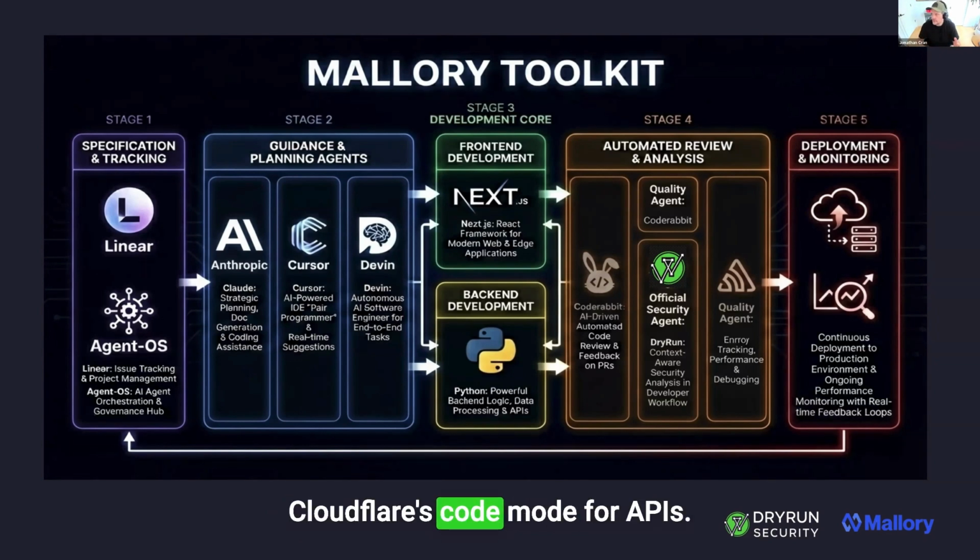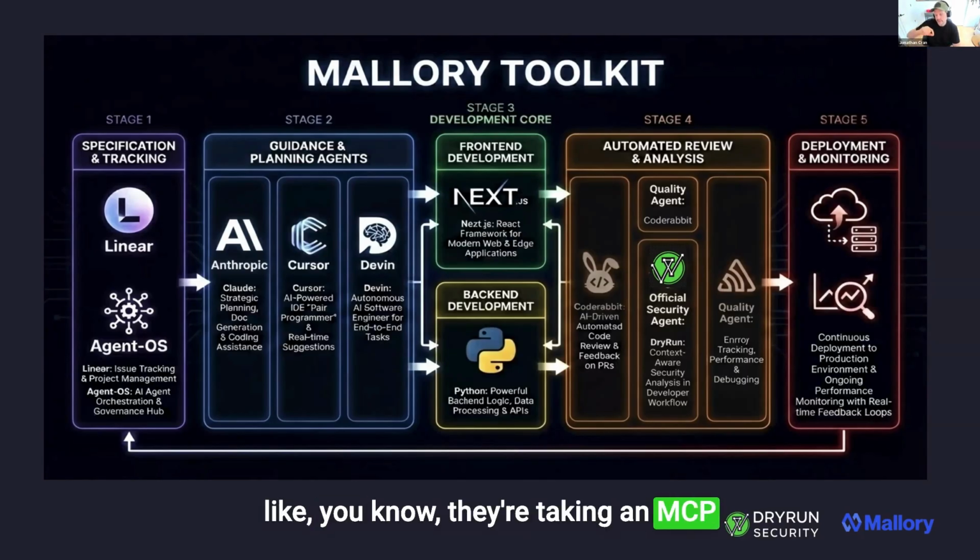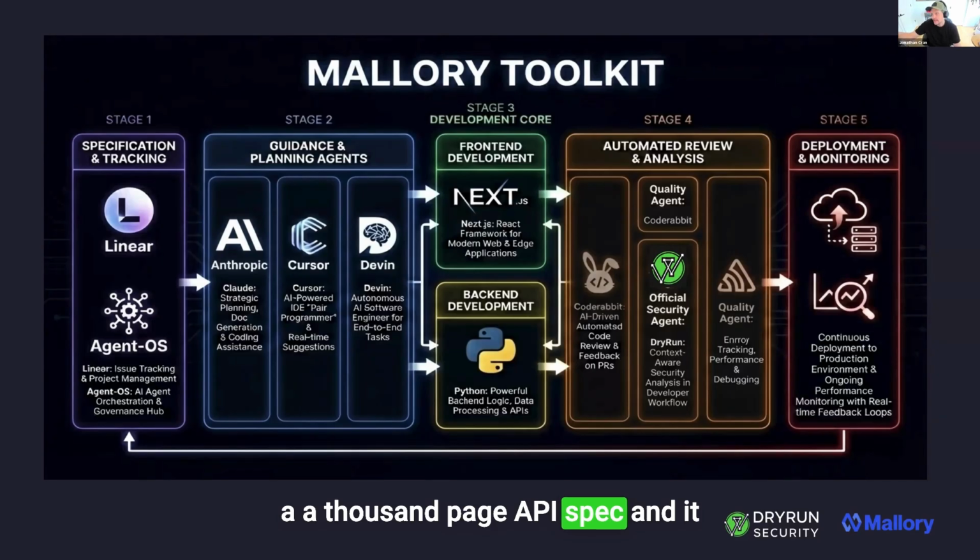It's like Cloudflare's Code Mode for APIs. I don't know if you've seen this one, where they're taking an MCP server and applying it to a 1,000-page API spec, and it brings back the very specific relevant API endpoint that it needs to call. Right? It's pre-summarized for you as sort of a search function, very similar to DeepWiki.